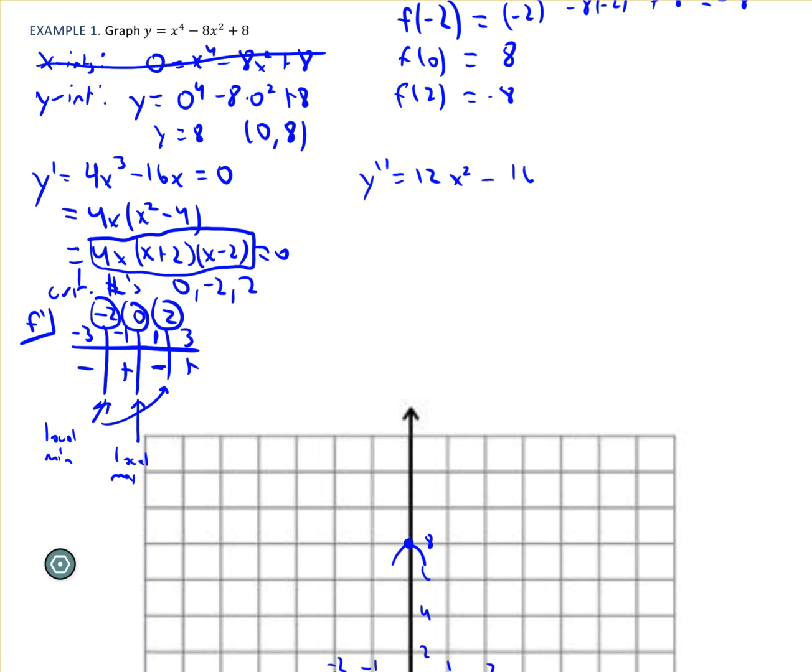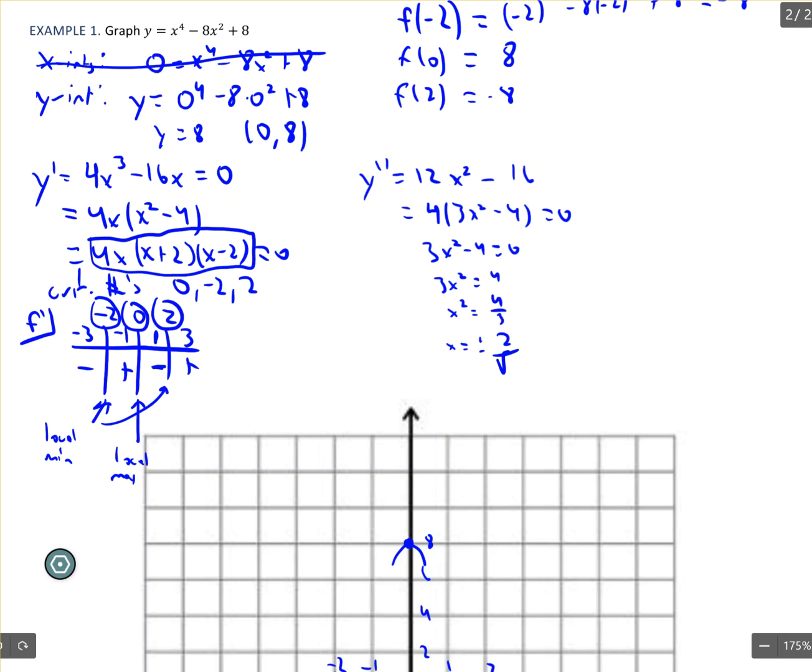And remember, our possible inflection points are the zeros of this. So I'm going to do exactly the same process I did over here for y prime, except for y double prime. So notice we can factor 4 out of both of these: 3x squared minus 4. And we're going to set that equal to 0. So 3x squared minus 4 equals 0. 3x squared equals 4. x squared equals 4 over 3. So x equals plus or minus 2 over root 3.